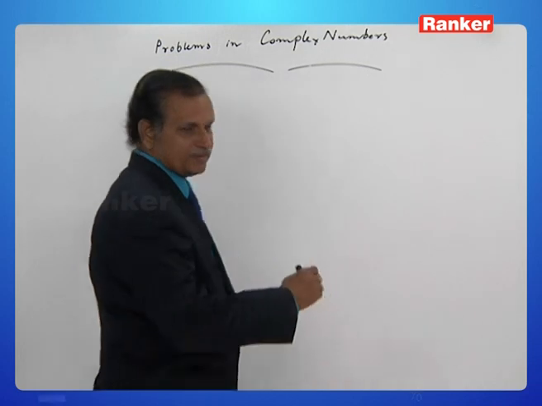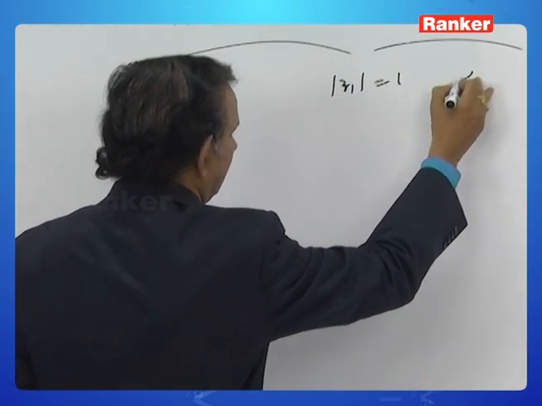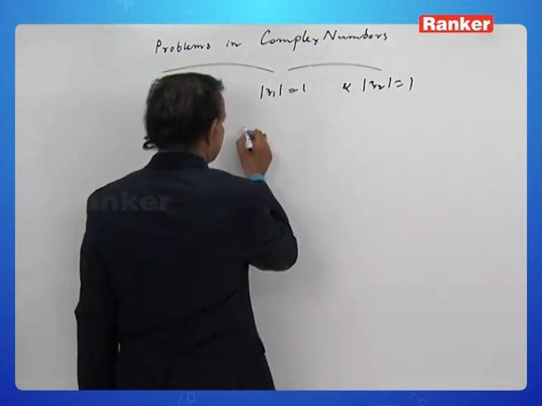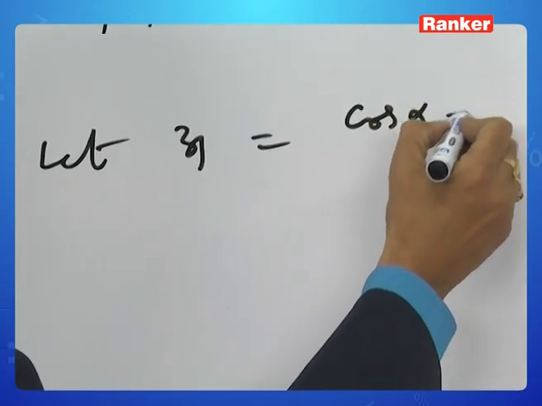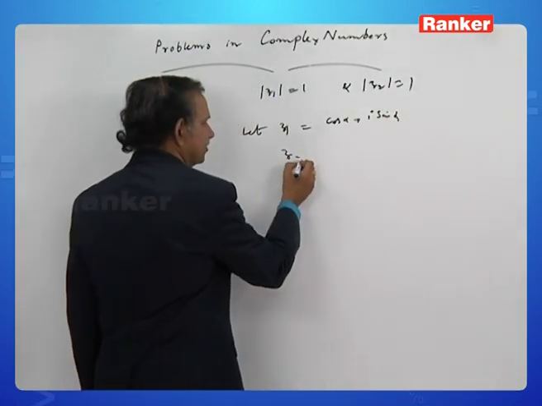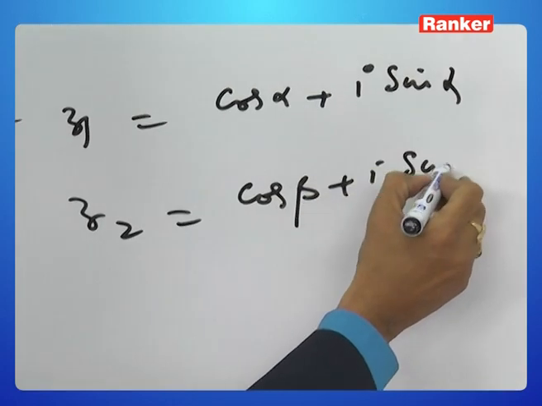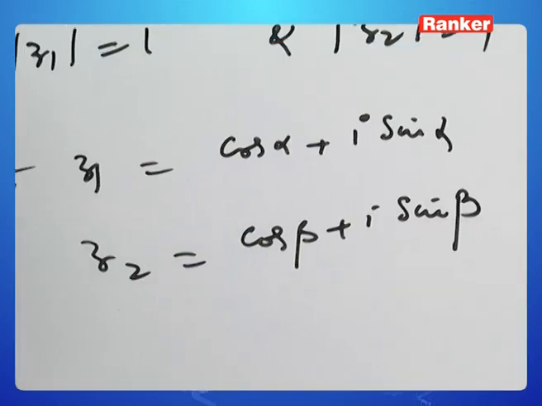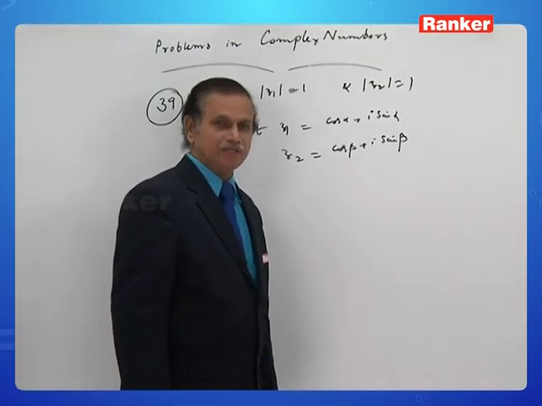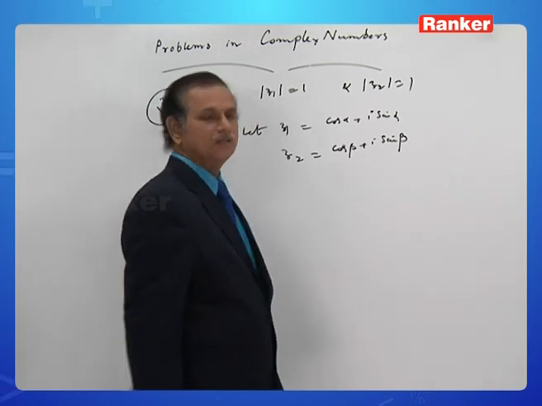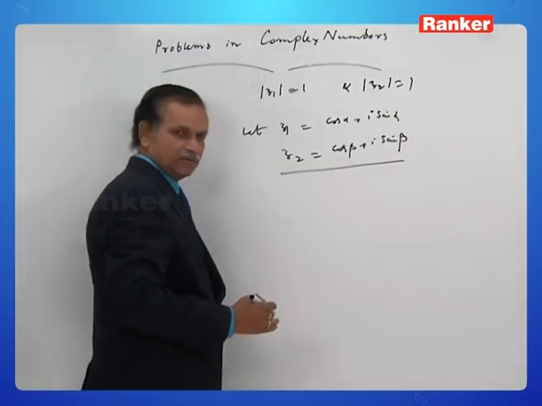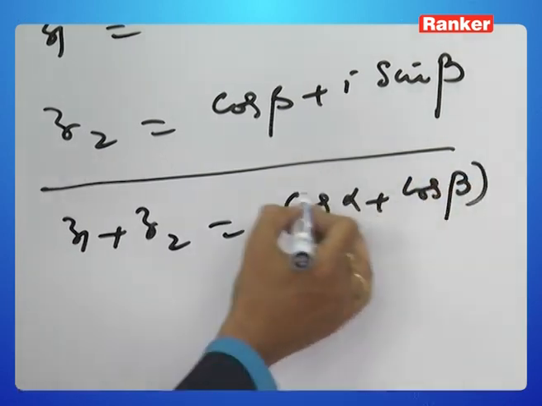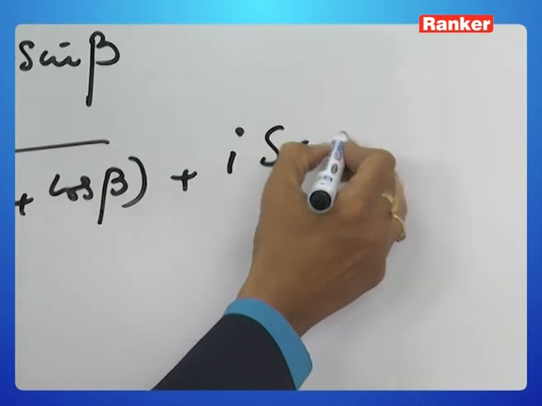So, gathering the information, what is the information? Mod Z1 is equal to 1 and mod Z2 is also 1, that has been given. So, with that in my mind, I would like to consider, let Z1 is equal to cos alpha plus i sine alpha and Z2 is equal to cos beta plus i sine beta. And what we need to have, we need to calculate mod Z1 plus Z2 and mod Z1 minus Z2. So you must be knowing what Z1 plus Z2 and what Z1 minus Z2 is. Let us see. You add these two. What is going to be obtained? Z1 plus Z2 is equal to cos alpha plus cos beta plus i into sine alpha plus sine beta.